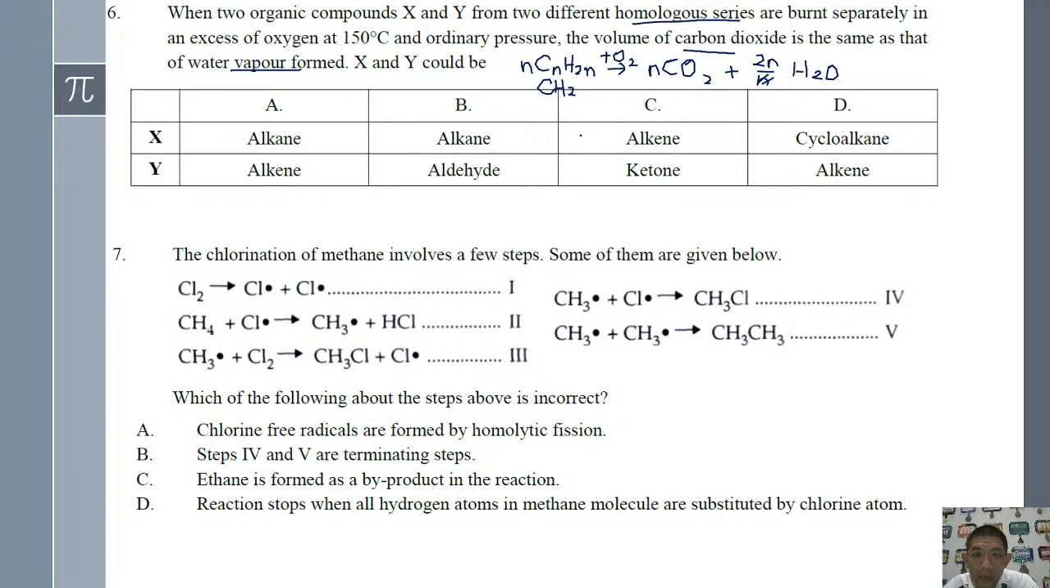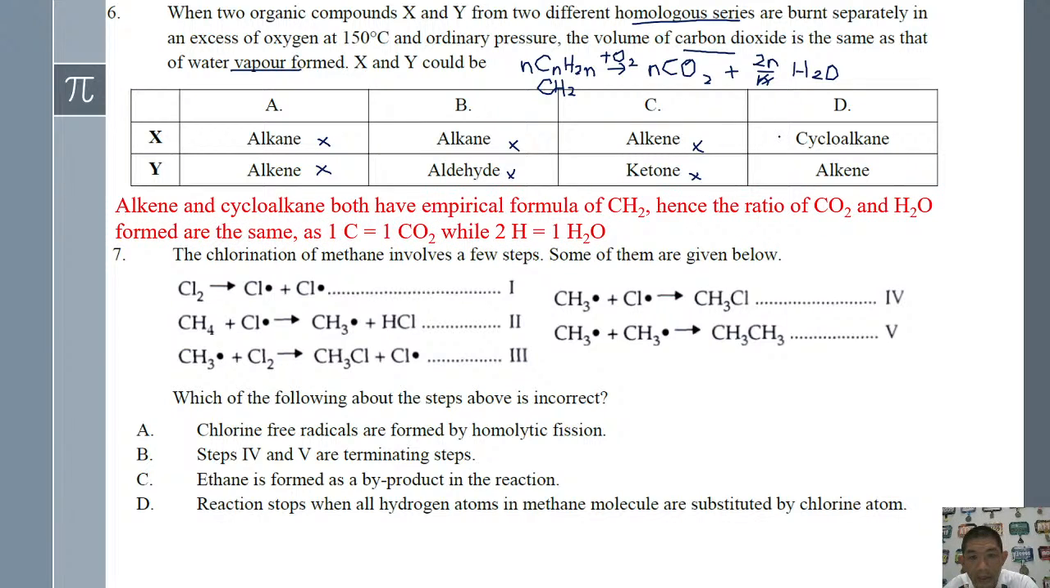So here, alkane and alkene are two different formulas already, so they cannot be. Alkane and aldehyde also have different empirical formulas. Aldehyde and ketone also have different empirical formulas, and the best pair here is cycloalkane and alkene. That is why they must have the same number of moles. Actually, if the question said aldehyde and ketone, the answer may be aldehyde and ketone. So that is for number 6.